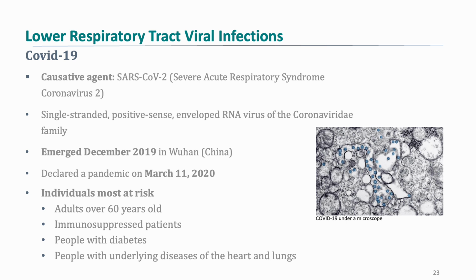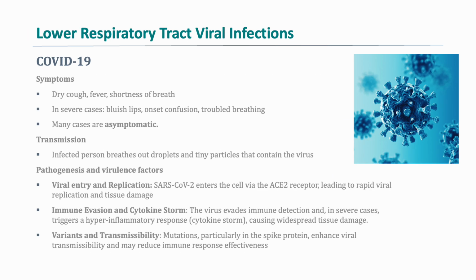The World Health Organization declared it a pandemic on March 11, 2020, when there were 118,000 cases in 110 countries, including the U.S. People who are most at risk are adults over 60 years, immunosuppressed patients, people with diabetes, and people with underlying diseases of the heart and lungs. Here are the symptoms of COVID-19. It usually starts with flu-like symptoms, such as a dry cough, fever, and shortness of breath. In other cases, it could cause bluish lips, onset confusion, and troubled breathing. Most cases are asymptomatic, so the actual mortality rate is still being determined.